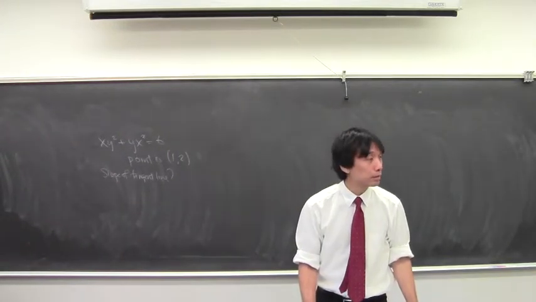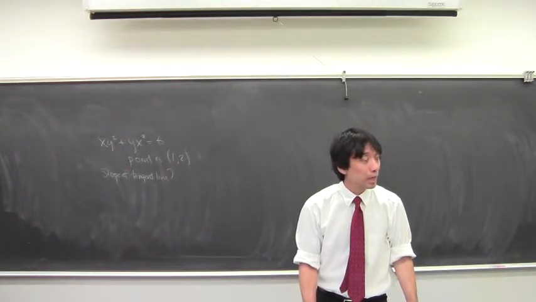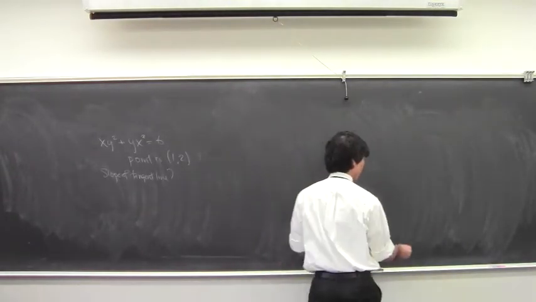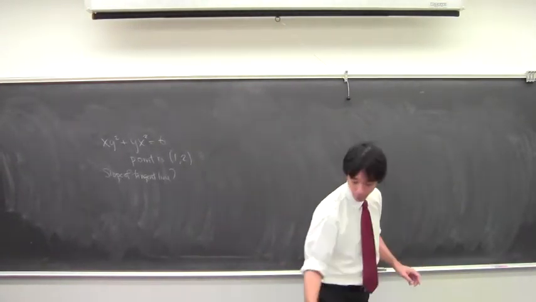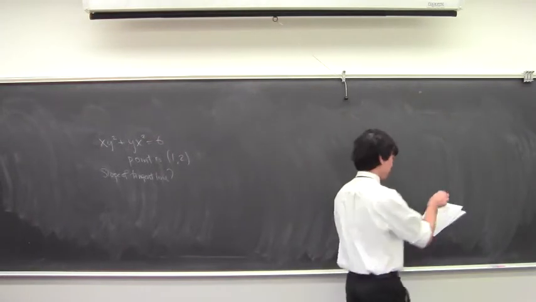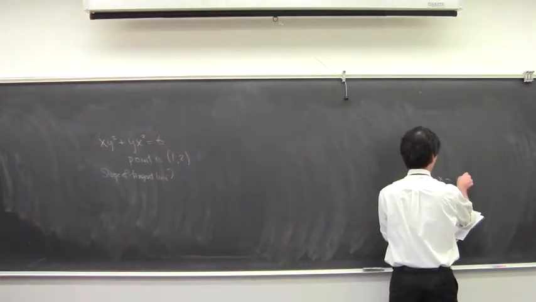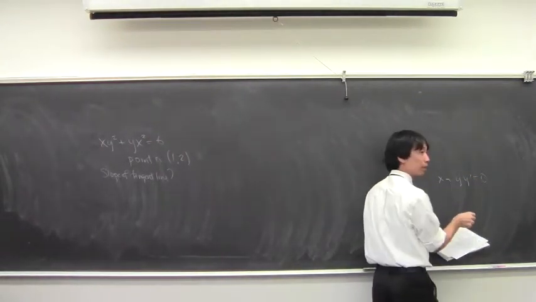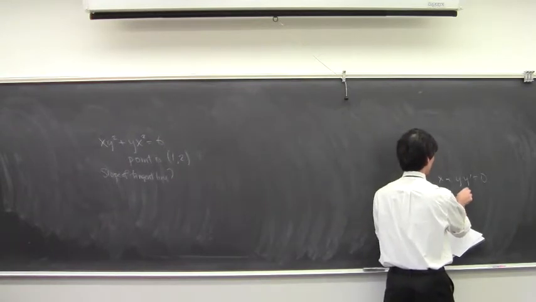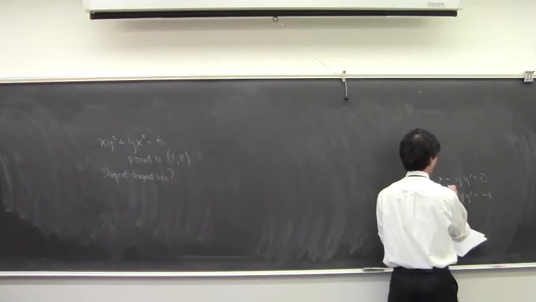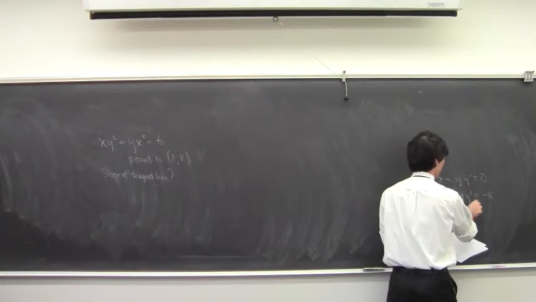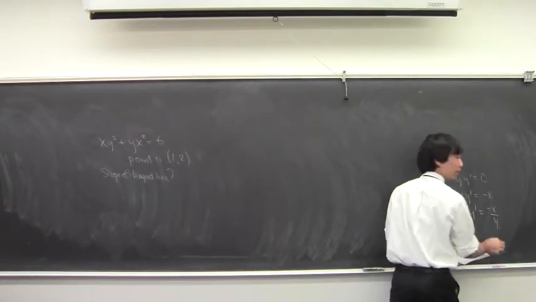Yes. x over y is negative x, right? It was negative x actually, right? Because what did you get? y prime equals negative x, move the x to the other side, and then divide both sides by y.